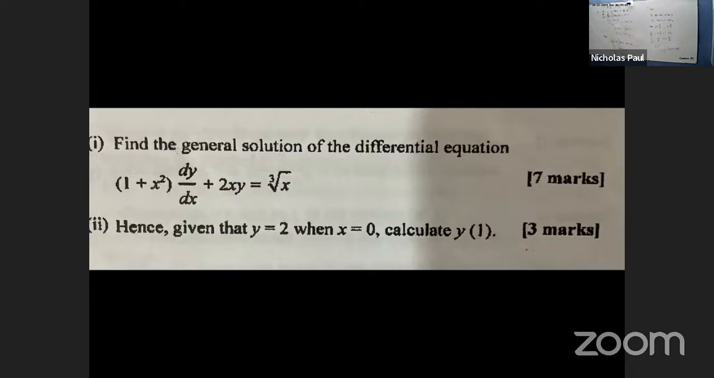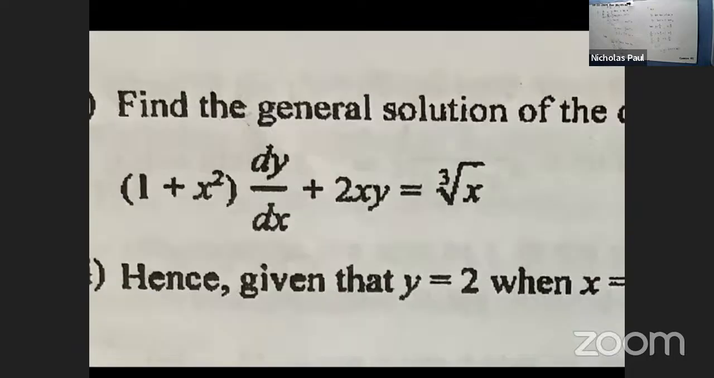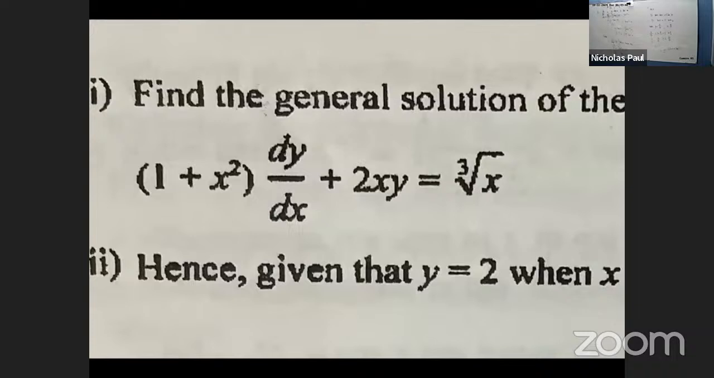What's the problem with this one? It's a little bit different to the last one.